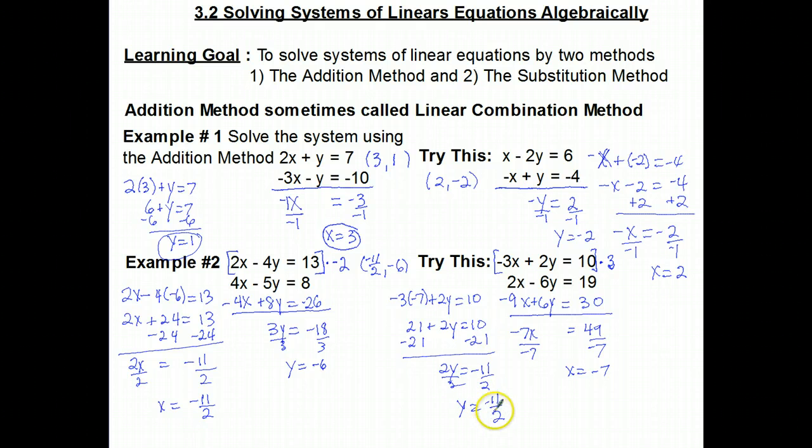Okay, let me check, make sure I did that correctly. Yeah, we had negative 11 halves in both answers, so our solution here is negative 7, negative 11 halves. Kind of odd, but that's the answer. Okay, let's move on to the next example.